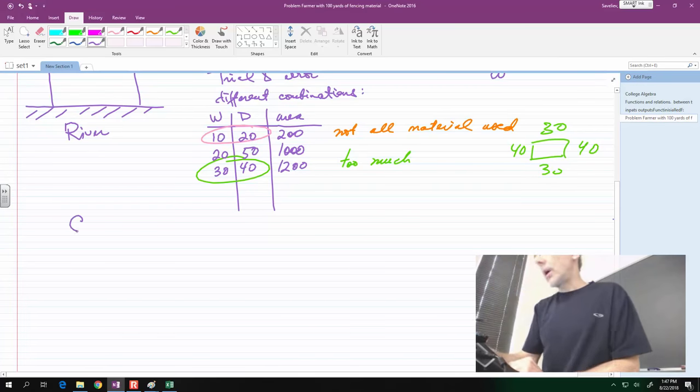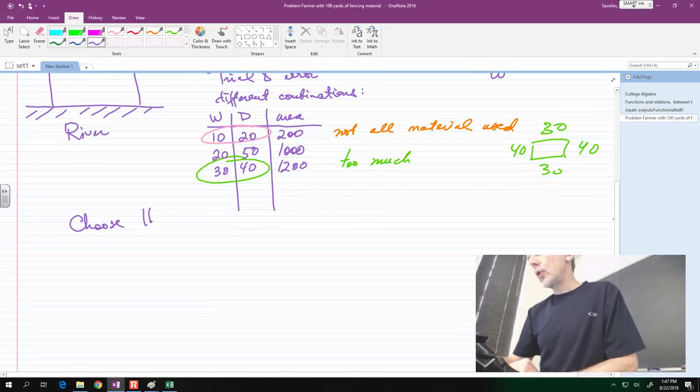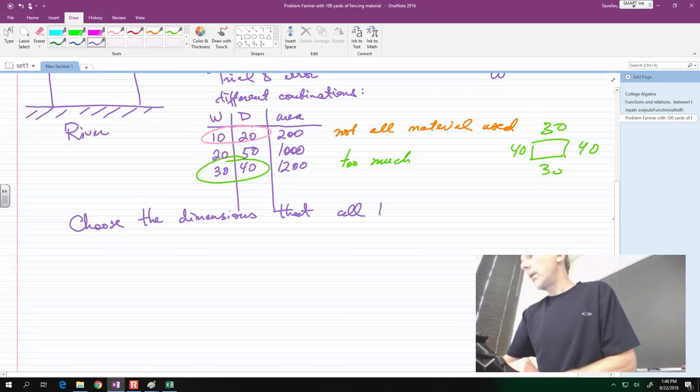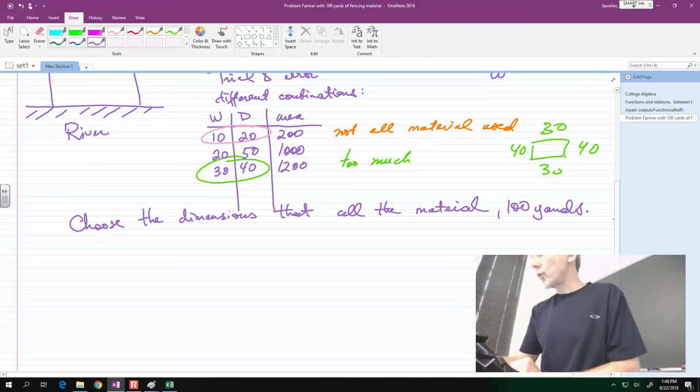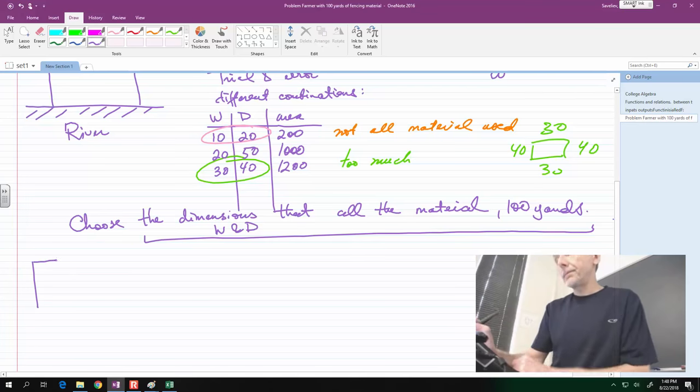Let's choose the dimensions that use all the material, which is 100 yards. Let's try to state this in an algebraic way with W and D. There is 100 yards of material, and I want to use all of it. This is my width, this is my depth.